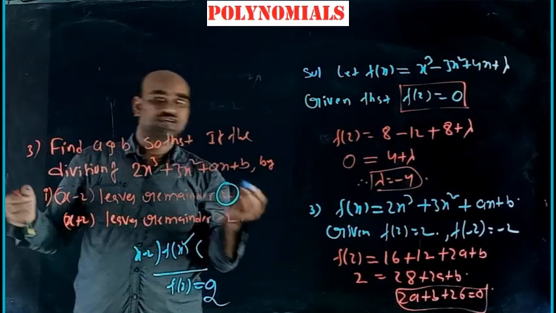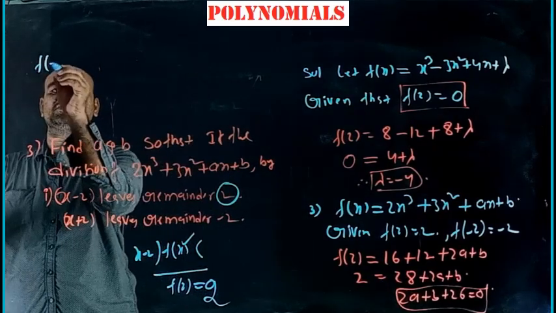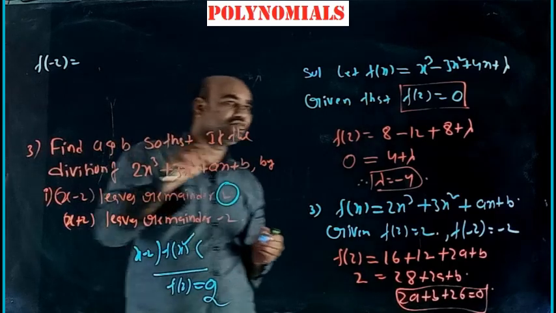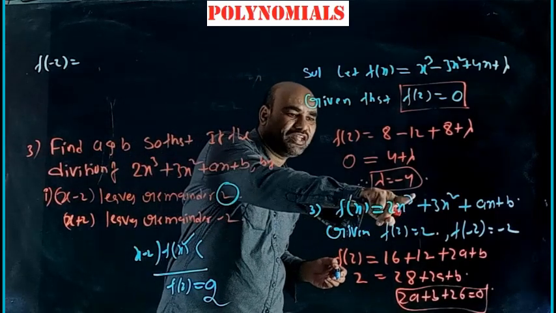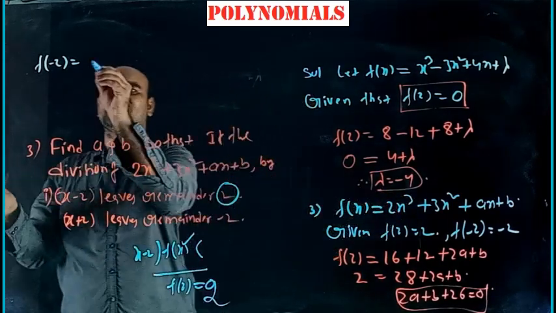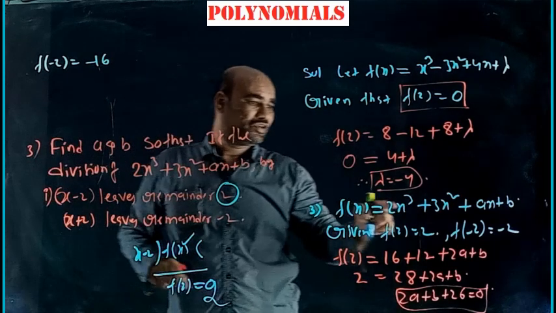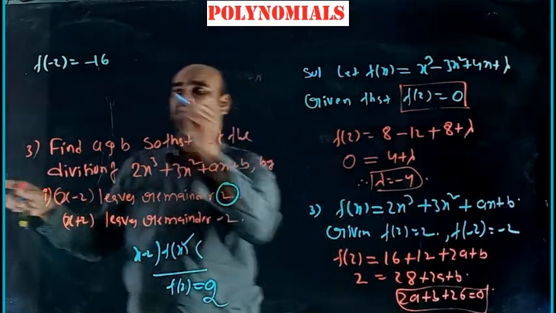Okay students, now I want to find the f of minus 2 value. f of minus 2 equal to minus 2 cubed, which is minus 8, and minus 8 2s are minus 16, minus 2 squared plus 4, plus 12.